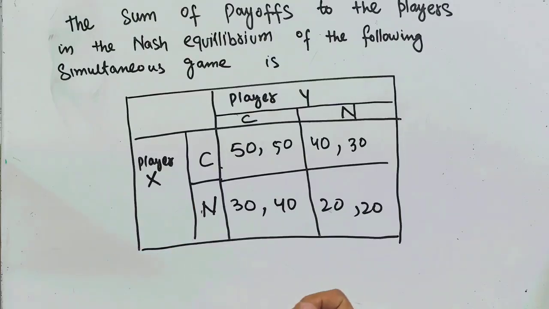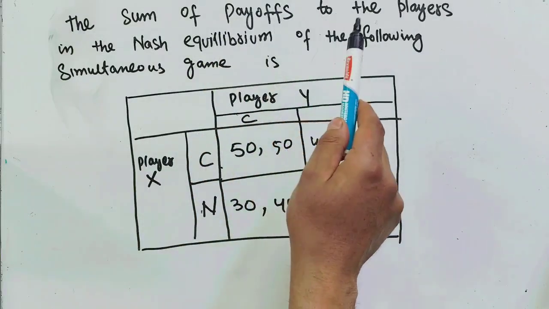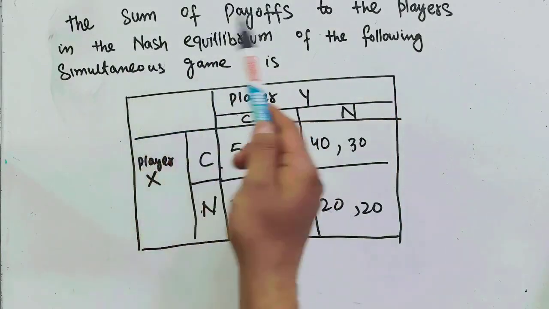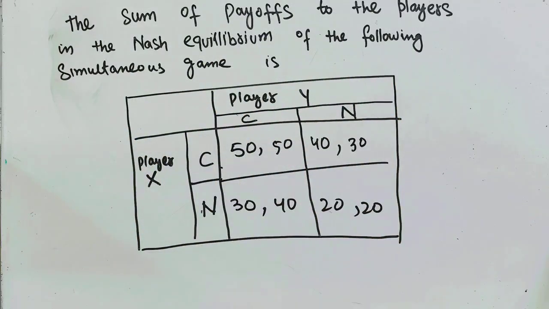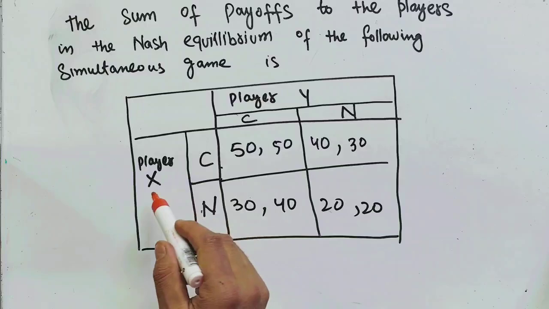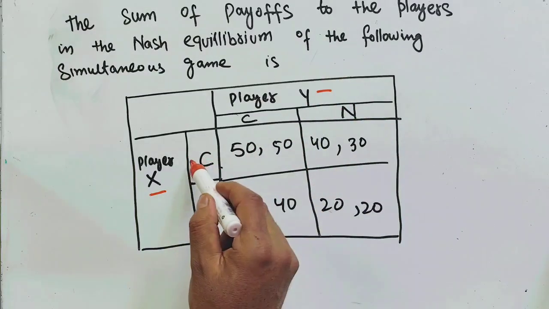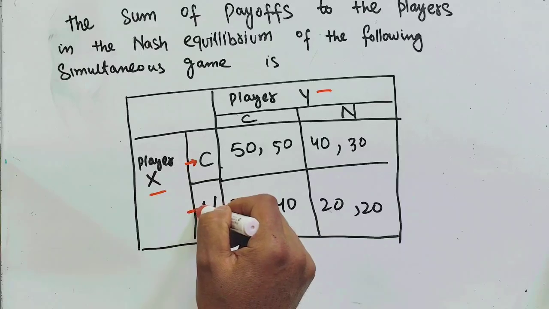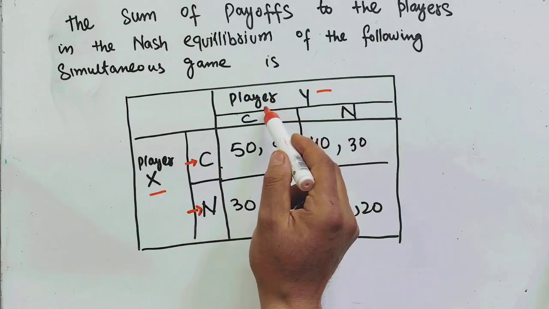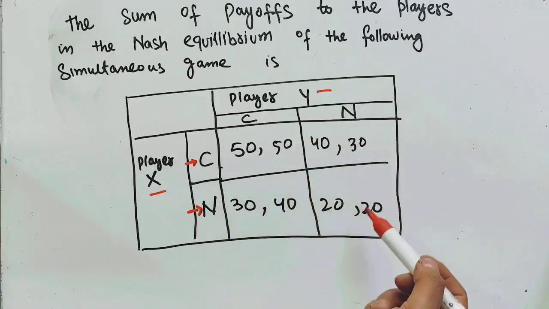Next question is related to Nash equilibrium. The question is, the sum of payoffs to the players in the Nash equilibrium of the following simultaneous game is, we are being given the payoff matrix for two players. We have two players, player X and player Y, and their strategies are cooperate or not to cooperate. And similarly for player Y, we have cooperate or not to cooperate. Payoffs are being given in the cells.